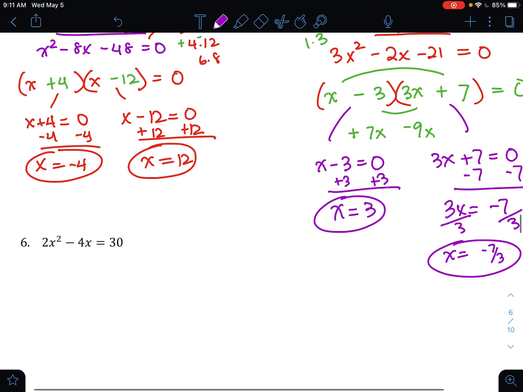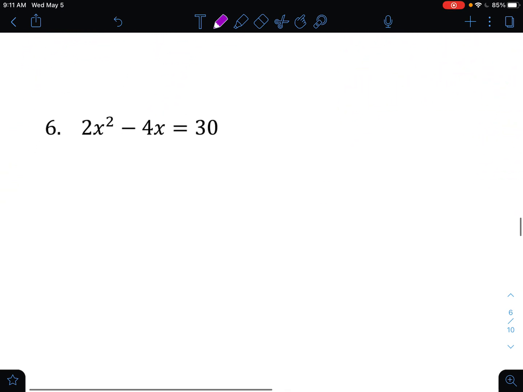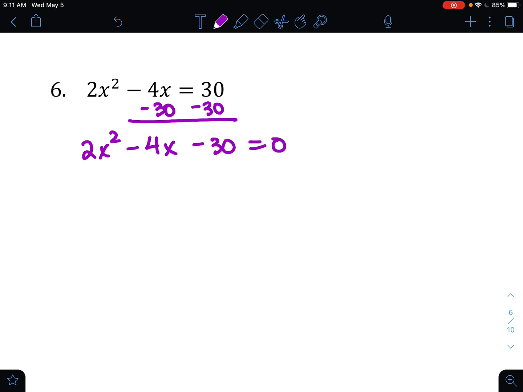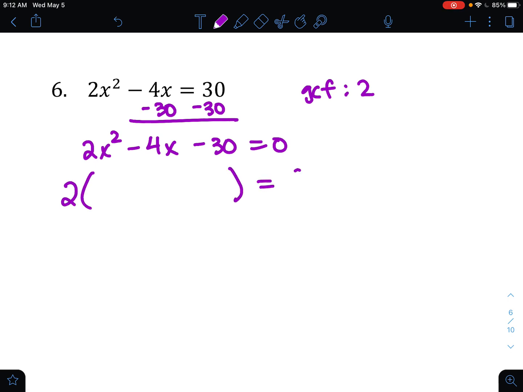Okay. Well, if you did number 6, you might fast forward to the end. If not, you can work through it with me. Step 1, let's move the 30 over. 2x squared minus 4x minus 30 equals 0. Now, I have a GCF here. So I can divide a 2 out. So your GCF is a 2. So it just makes life easier when you factor.